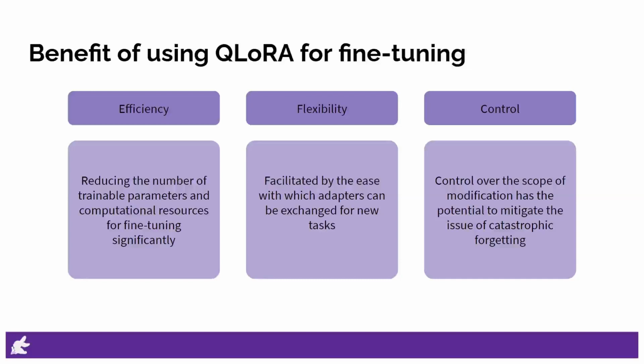QLoRA enables precise modifications by allowing us to specify the layers of the model that receive updates. This level of control over the scope of modification has the potential to mitigate the issue of catastrophic forgetting, where the model forgets previously learned information when new information is learned. Additionally, this targeted approach provides the flexibility to adjust specific aspects of the model without affecting the entire system. This level of granularity in adjustments can lead to more efficient and effective fine-tuning of the model's performance.